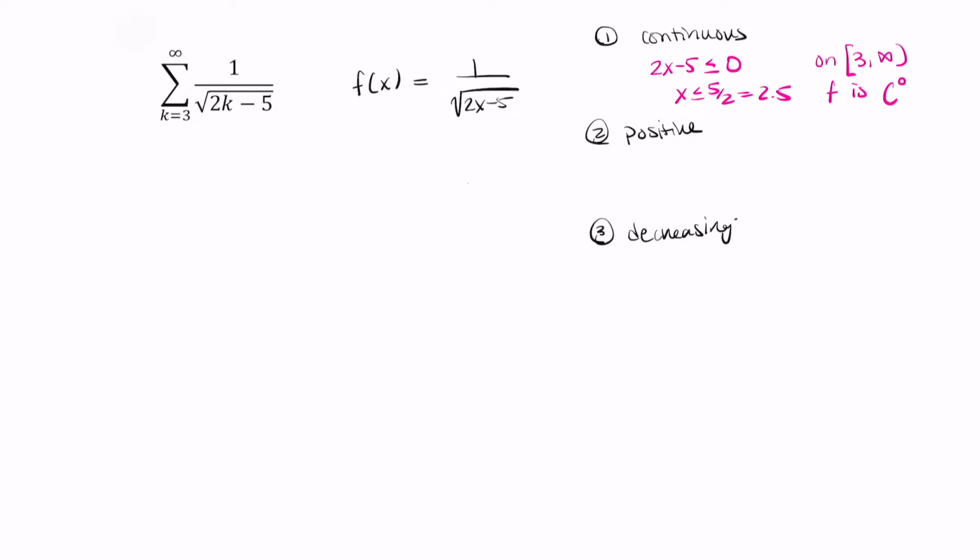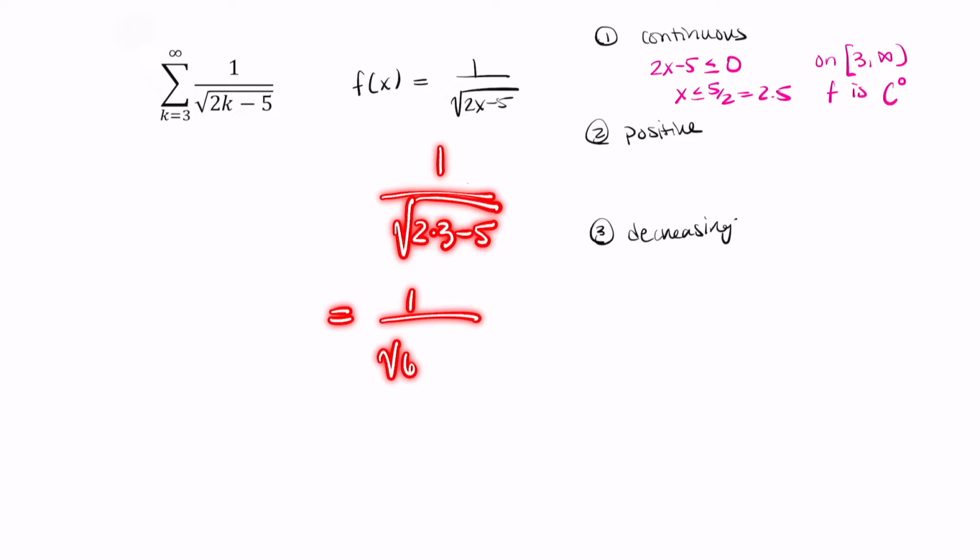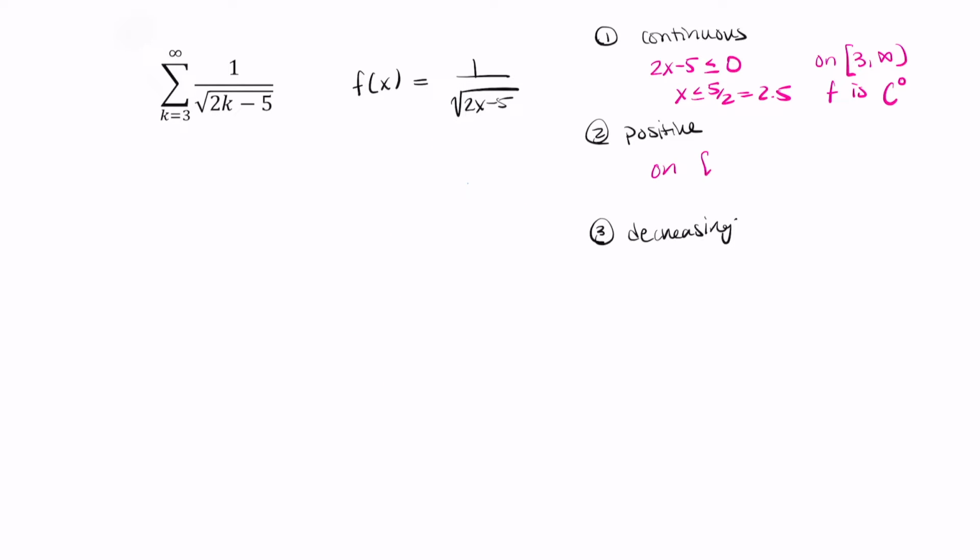So f is continuous. What about positive? Well, this function f is not defined for values smaller than 2.5, as we saw in our previous part. So every single value we put in, 3 and up, is going to keep this positive. In fact, the smallest possible output we could get here is 1, since that would come from plugging in 3 to get 1 over the square root of 6 minus 5, which just works out to be 1. So on 3 to infinity, f is definitely greater than 0.